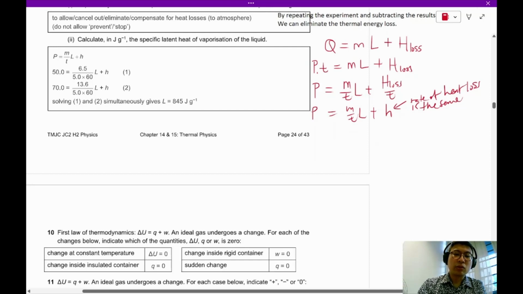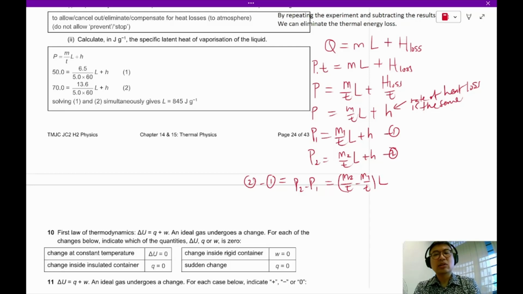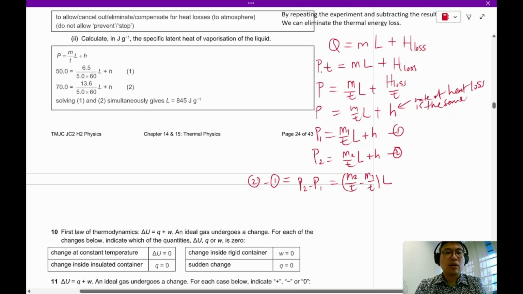This means that if you have two trials, then you put P1 equals M1 L over t plus H. The next one is P2 equals M2 L over t plus H. If you take equation 2 minus equation 1, you get P2 minus P1 equals M2 over t minus M1 over t, bracket L. The heat loss term will cancel out. Okay, so let's see how this works over here.